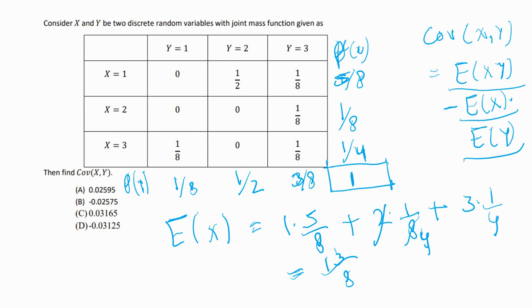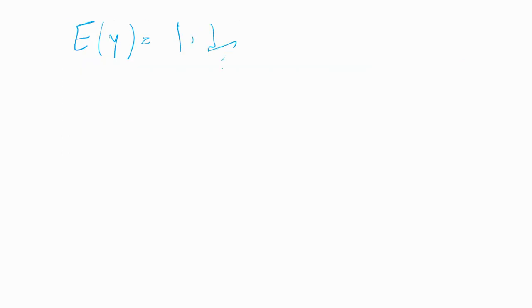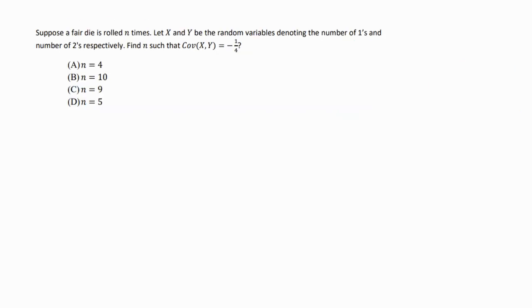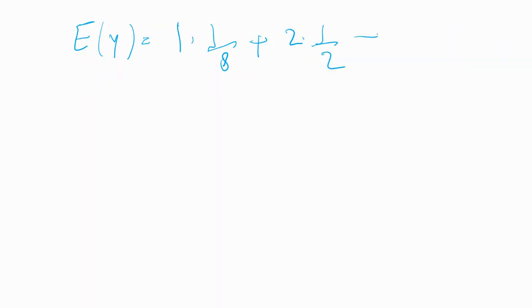Expectation of y is 1 times 1 by 8, 2 times 1 by 2, and then 3 times 3 by 8. So it will be over 8, just 1 plus 8 plus 9. So 9, 1, 10, 18 upon 8, it will be 9 upon 4.